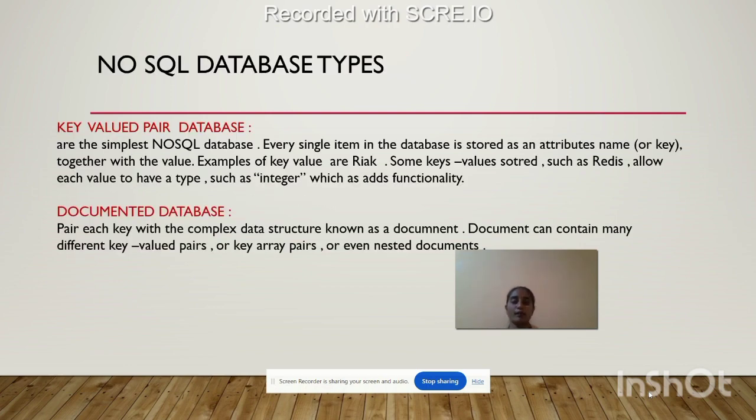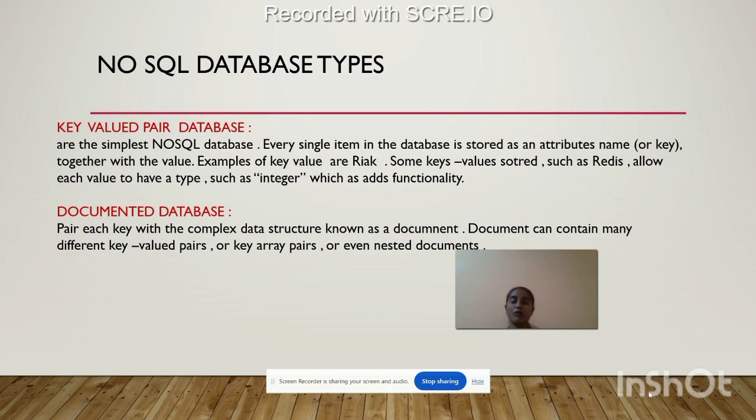There are four types of databases in NoSQL. First is key value pair, document database, column oriented database, and graph database. First is key value pair. Key value pairs are the simplest, where every single item in the database is stored as an attribute name, or a key, together with the value.